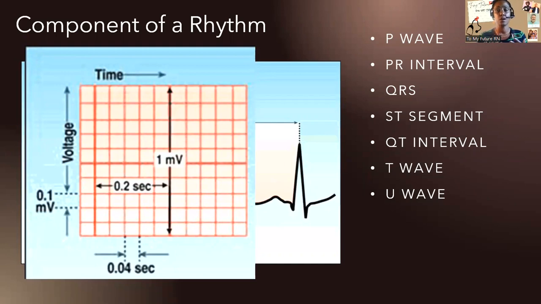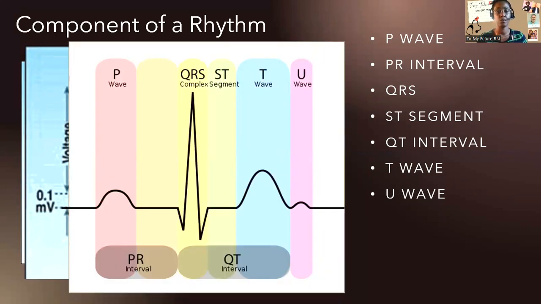So basically, the components of an ECG complex include your P wave. The normal P wave is about 4 to 5 boxes long. That is what's considered normal. So we know each small box is 0.04 seconds. So it's about 0.20, one full large box long. That's your P wave.